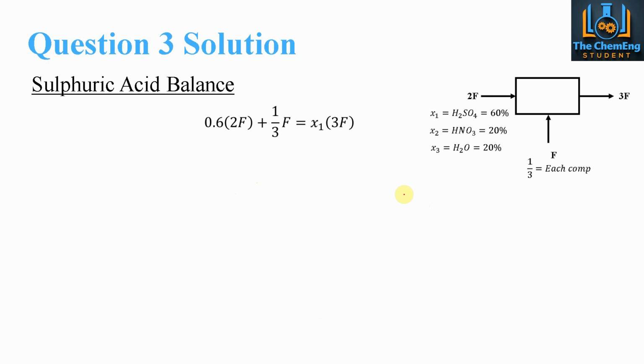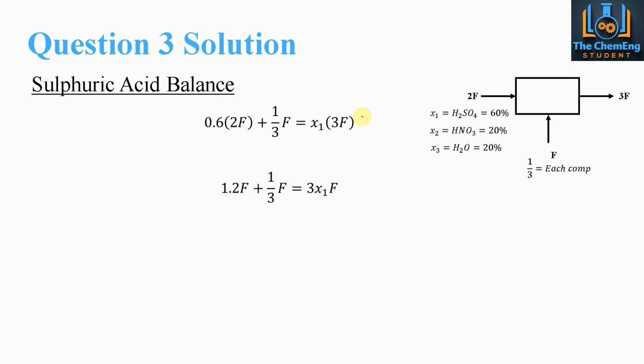So what we'll do is, we know that we have 60%, so that'd be 0.6 if we assume the basis of 100, multiplied by 2F, plus a third, because remember each component is a third, so it doesn't matter which one of these we use, this value will always be a third. So that'll be a third multiplied by F is equal to x1, that's the composition of the sulfuric acid in the outlet stream, multiplied by 3F.